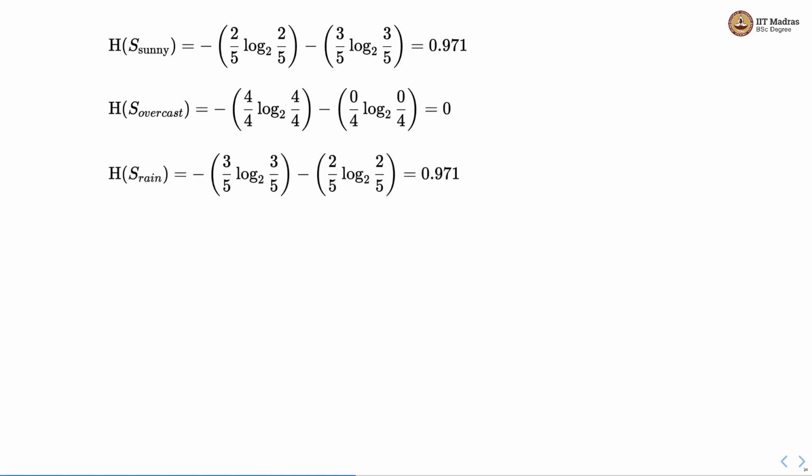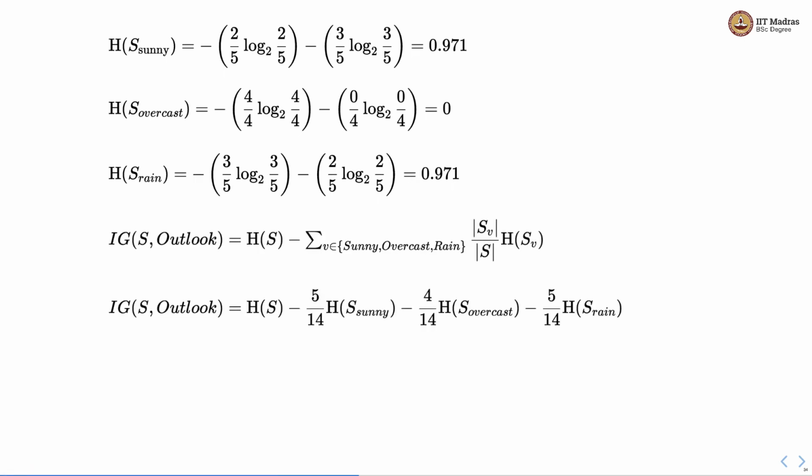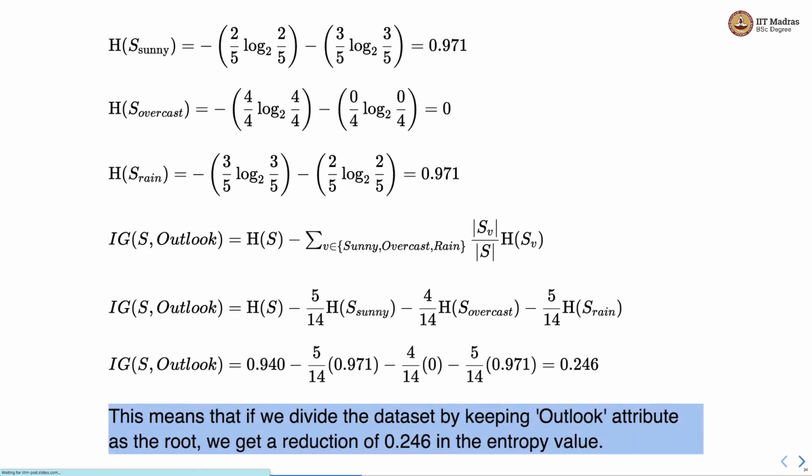So we obtain these entropies and we have carried over or rewritten these computations from the previous slide, and then we calculate the information gain for outlook, and you can see that the information gain for outlook is 0.46 by substituting respective values of entropies for different values of the outlook. So this means that if we divide the dataset by keeping outlook attribute as the root, we get a reduction of 0.46 in the entropy value.